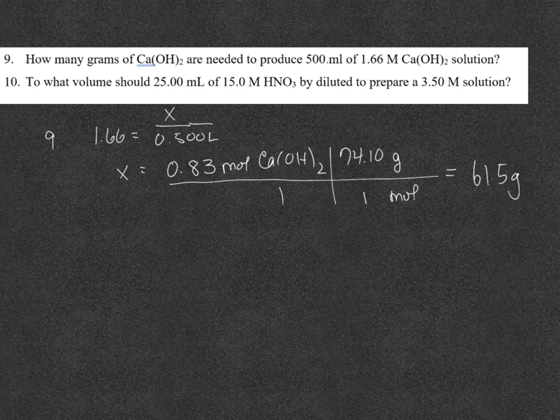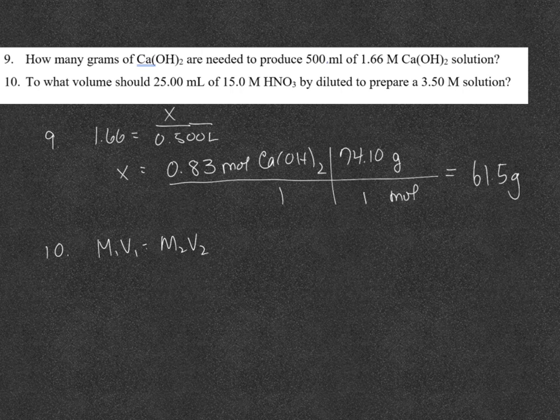Okay, 10. 10 is the one that kids oftentimes forget a formula for, and they tend to get it wrong. Anytime you're given 2 molarities and 1 volume, or 2 volumes and 1 molarity, it's going to be M1V1 equals M2V2. Super easy formula, but kids forget to use it. So you're taking what's called a stock solution, which is a concentrated solution, and diluting it down.